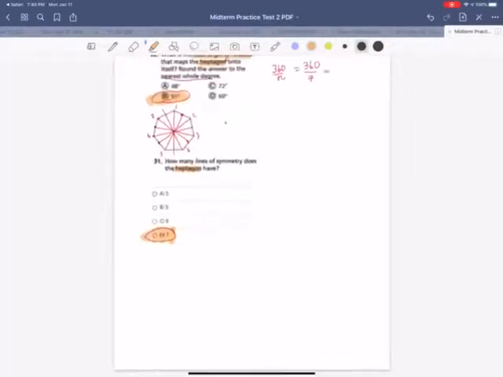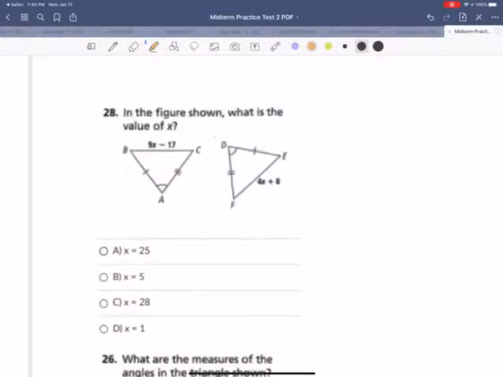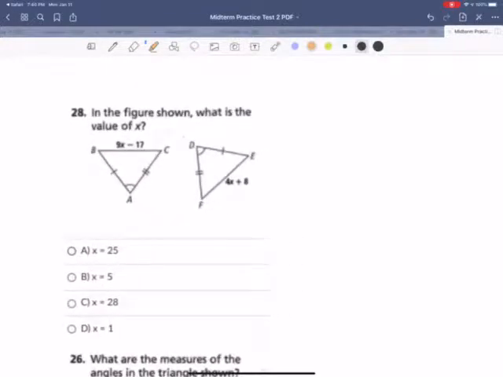All right, next one. In the figure shown, what is the value of x? So let's look at our evidence though first before we do. It looks like we have one side that matches one side, another side that matches another side, and an angle here that matches an angle there. So this evidence spells side, angle, side, triangle congruence.